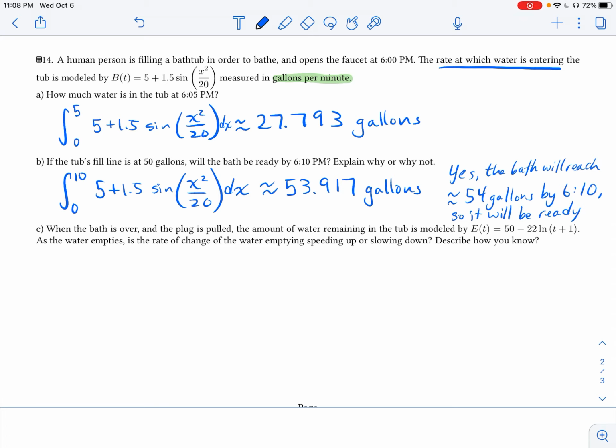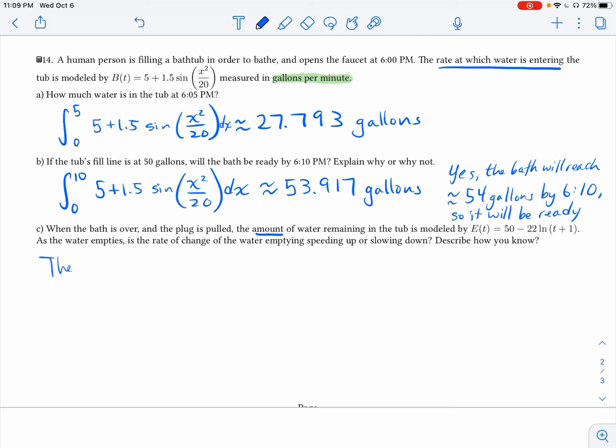Okay? All right. Now let's try this last problem here. When the bath is over and the plug is pulled, the amount of water remaining in the tub is modeled by E of t. So this time it's a little different. This is giving us the amount of water that remains in the tub as a function of time. Now, as the water empties, is the rate of change of the water emptying speeding up or slowing down? Describe how we know.